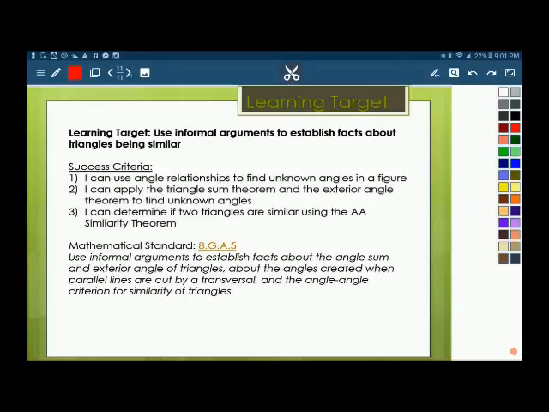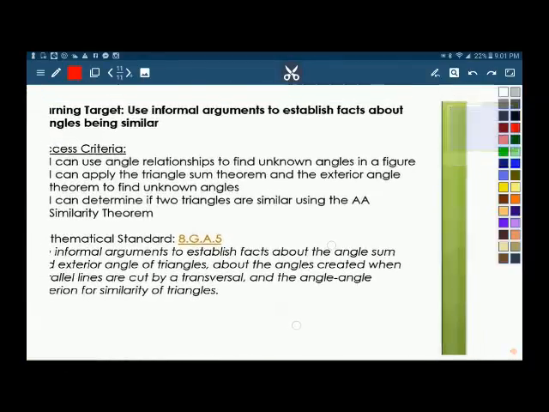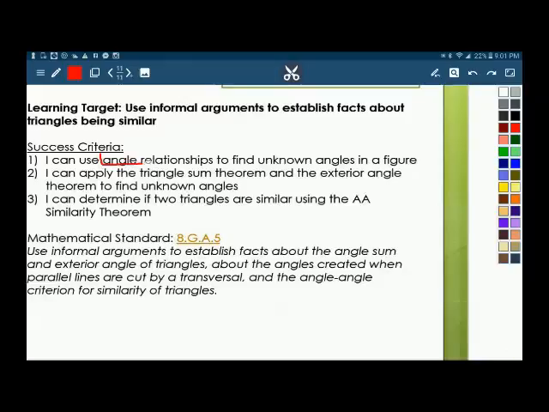Alrighty, so we went through all of our success criteria today. We used angle relationships to help find unknown angles in order to get to that angle-angle similarity. That was in example 1 and 2. And then we applied the triangle sum theorem and the exterior angle theorem. Not so much the exterior angle theorem this lesson, but we really did apply the triangle sum theorem that was in example 1. But you may also have to use the exterior angle theorem in this situation as well.